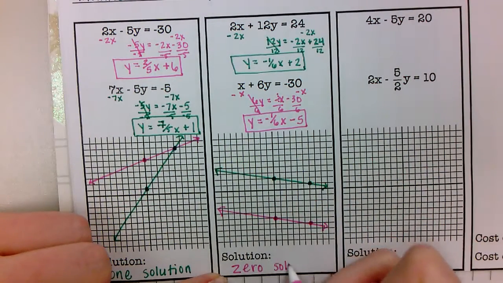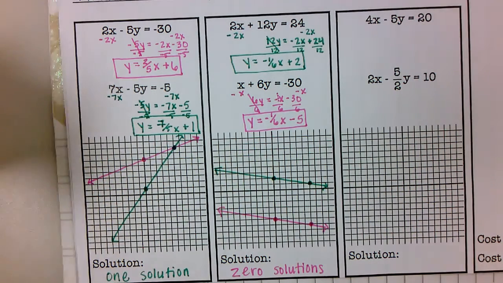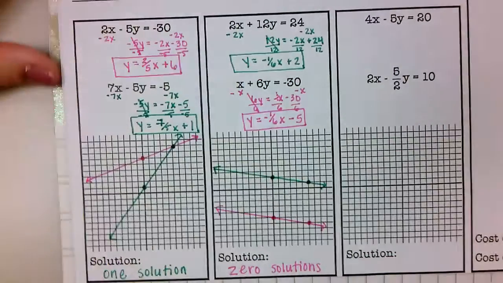So this would be 0 solutions, meaning there's no number that's going to work for both of them. There's no answer that I can plug in that's going to work for both equations. They don't have a solution together as a team. Nothing works. They have different answers.